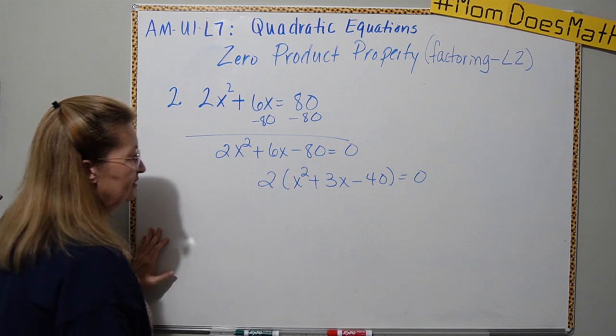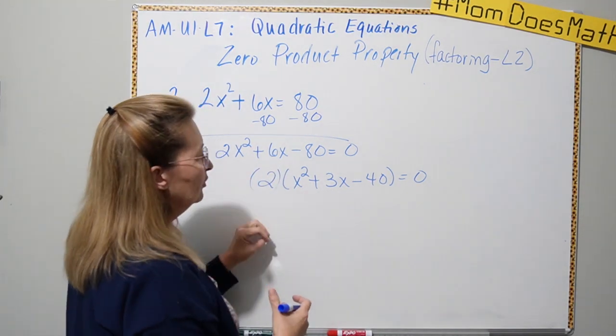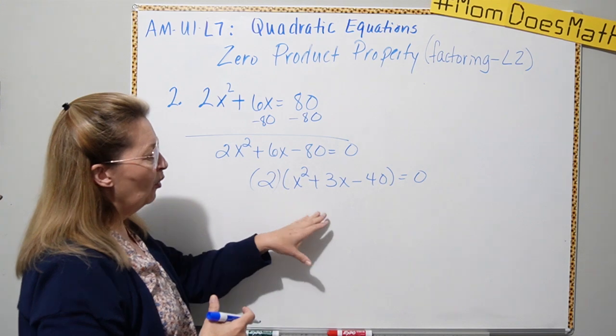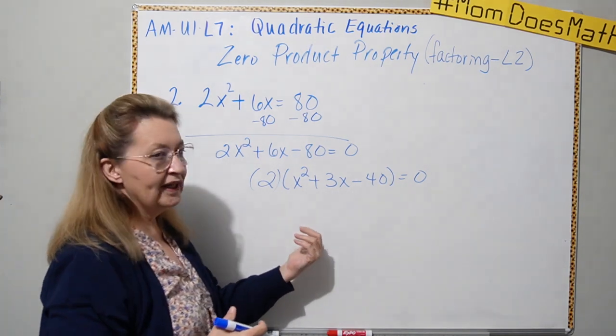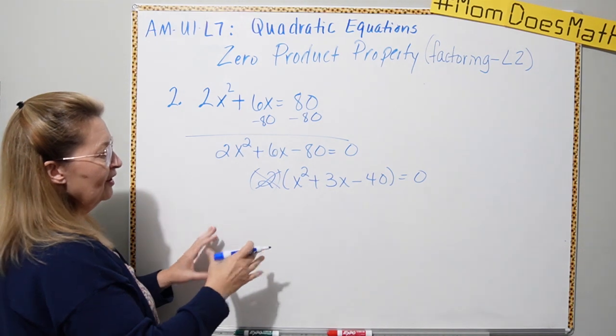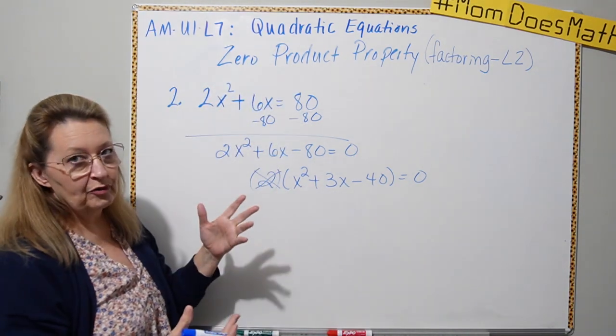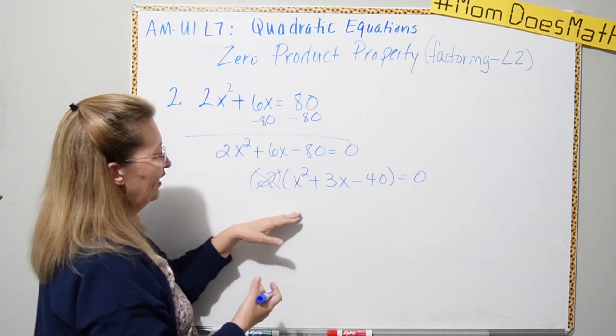So now I have this. Is the 2 important now? Well, yes it is. We don't want to lose it, but you know, our point here is to find out what can be 0. 2 is never going to be 0, so I don't need it for the rest of my zero product property. But now I need to factor this.